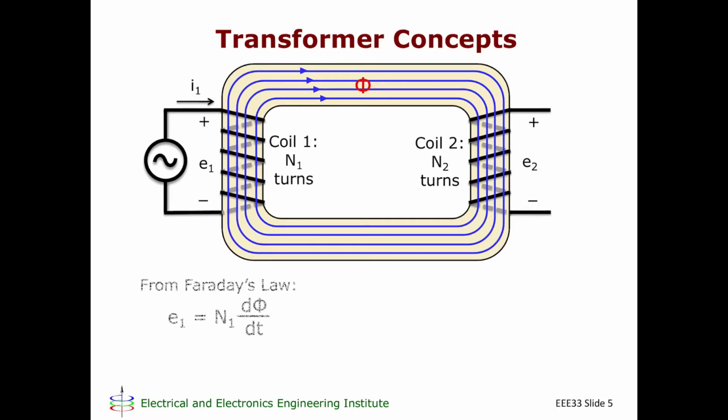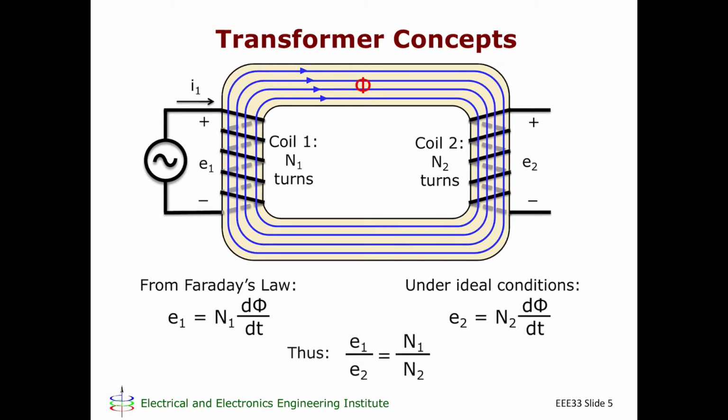From Faraday's law, we know that E1, the voltage across coil 1, is equal to N1 dφ/dt. E2 will be equal to N2, the number of turns of coil 2, multiplied by the same dφ/dt, because it is the same flux flowing through coil 1 and coil 2. Thus, E1 over E2 will equal N1 over N2.